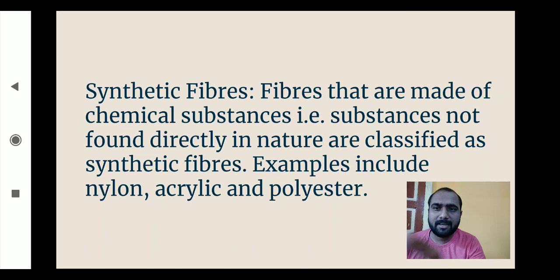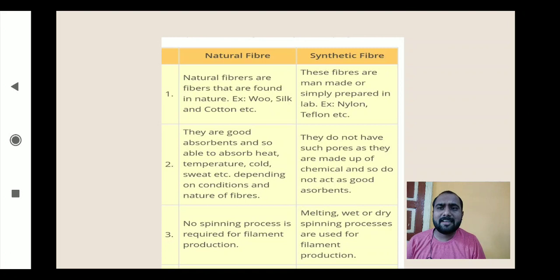Now let us see what is the differentiation. If you read it, then also you will understand that. What is meant by differentiation? Differentiation means you want to see both are the opposite of each other. Correct? How opposite? The first part, natural, means it is naturally found, and synthetic is artificial. So both are opposite of each other, so we can differentiate between them.